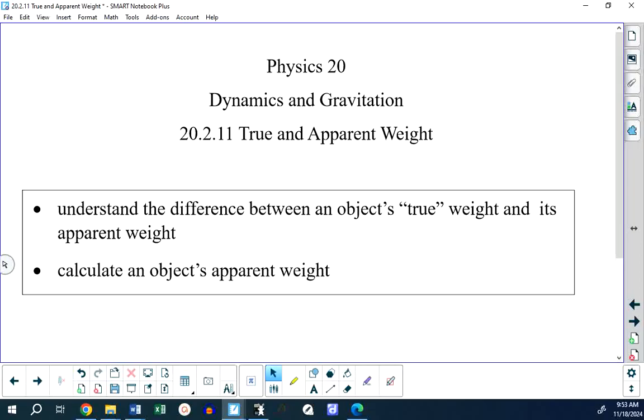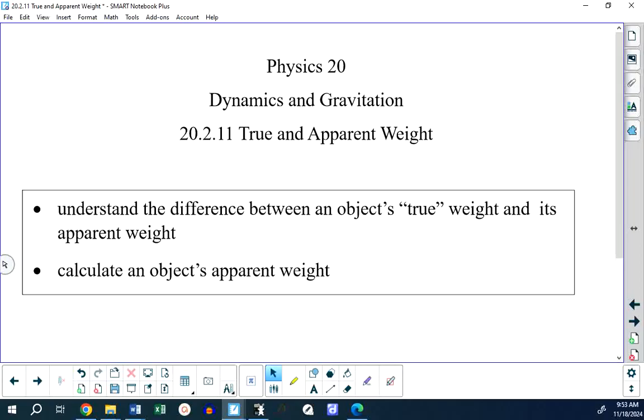I don't have the power to change things, but if I were king of the physics world, I would say, everybody, let's start using the following terminology. What is your earth weight? And what is your apparent weight? Are you with me on that? True weight is what we're calling your weight on earth.